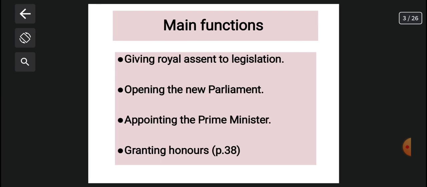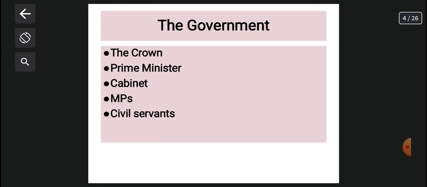And in the next slide, the main functions of the crown: giving royal assent to legislation, opening the new parliament, appointing the prime minister, and granting honors and awards to the honorary persons. And the government is formed with five elements: the crown, prime minister, cabinet, MPs, civil servants. These are the five elements of the government.